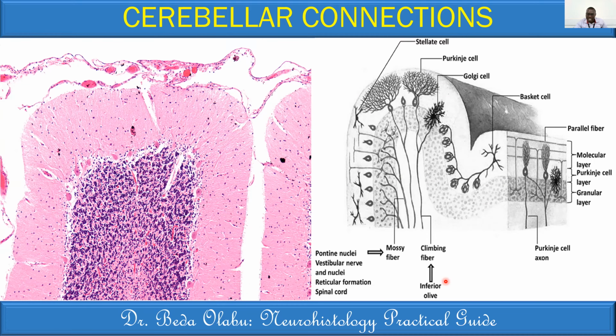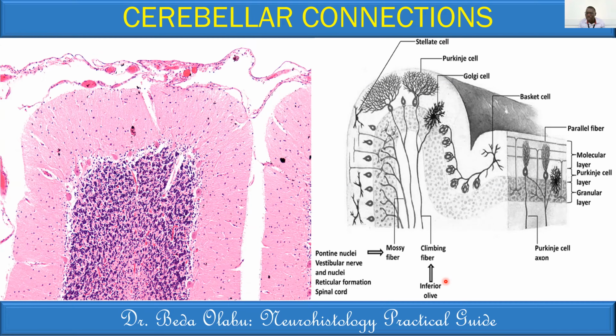Those ones are termed climbing fibers. They climb all the way to the molecular layer without synapsing. They only synapse directly with the dendrites of Purkinje neurons. We call them climbing fibers. So that's one category of cerebellar afferents. The second category of the cerebellar afferents are basically the afferents that come from anywhere else apart from the olivary nucleus.